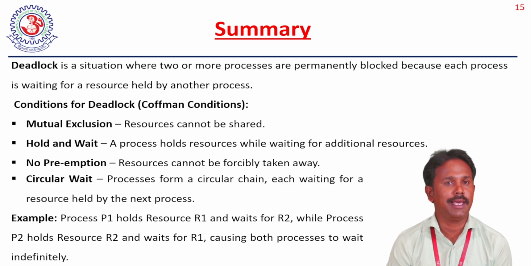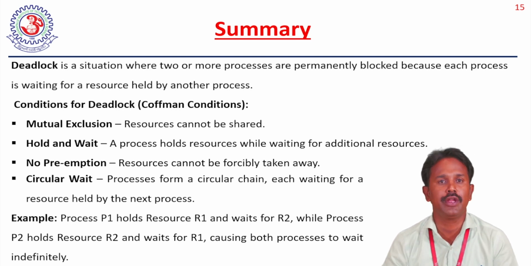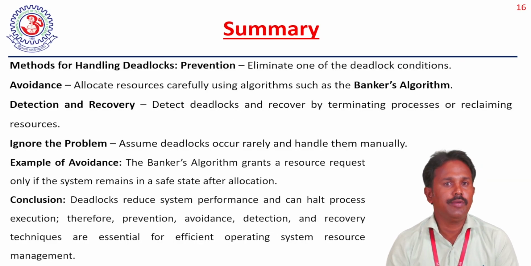So I will conclude this. Deadlock is a situation where two or more processes are permanently blocked because each process is waiting for a resource held by another process. There are four Coffman conditions we have seen: mutual exclusion, hold and wait, no preemption, circular wait. And methods for handling deadlocks we have seen: deadlock avoidance, deadlock prevention, deadlock detection and recovery. Deadlock prevention means eliminating one of the deadlock conditions. We can prevent the deadlock.